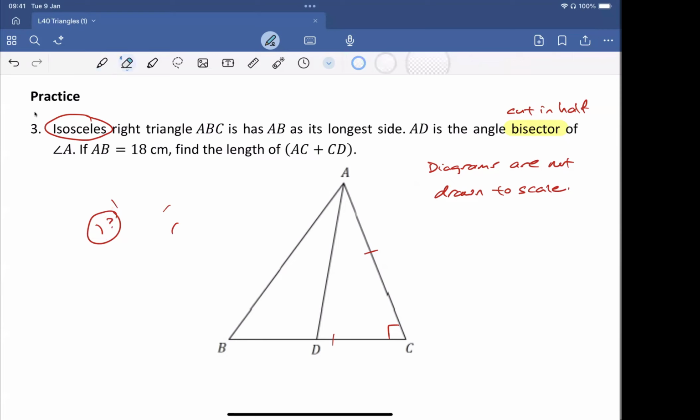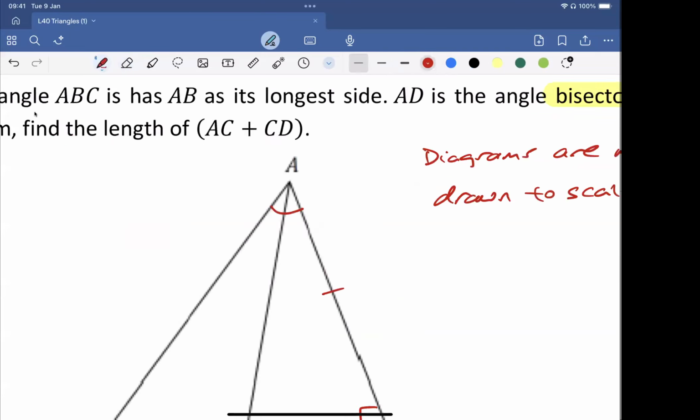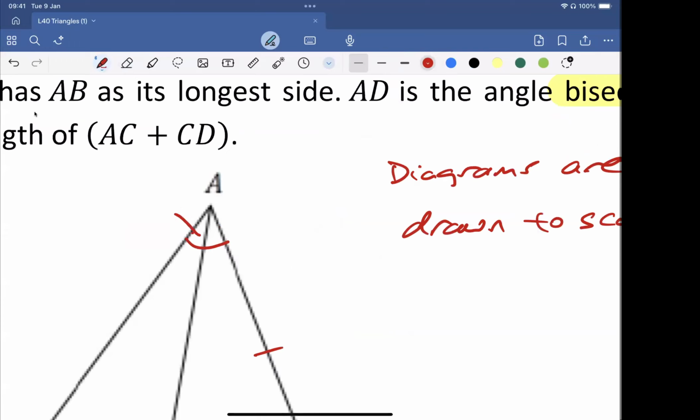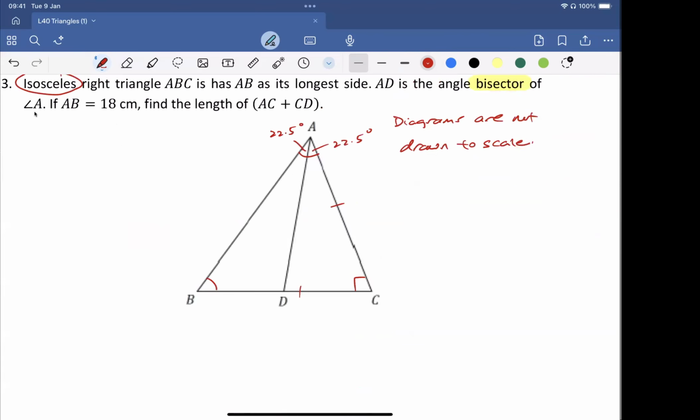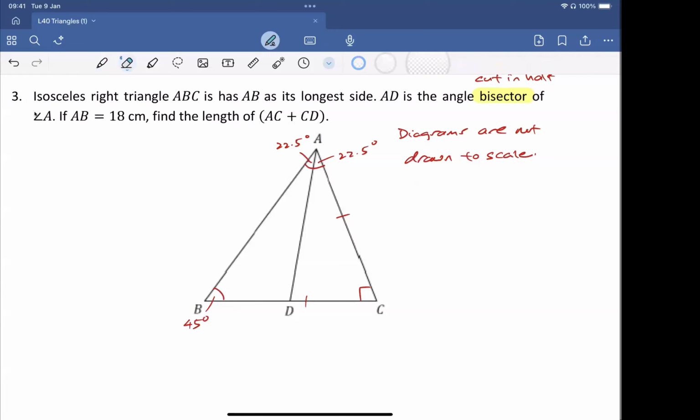Well done. So I know that this is going to be 45, right? And if this is an angle bisector, that means you're taking 45 and cutting it in half. Cut it in half, okay? So this must be 22.5, and this is also 22.5 because you're cutting it in half. Now don't forget, this is also 45.